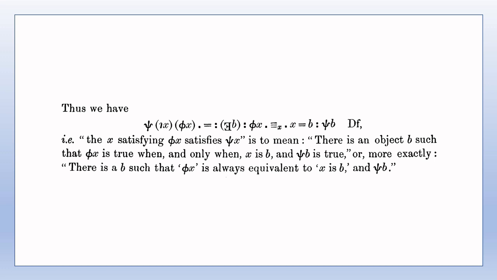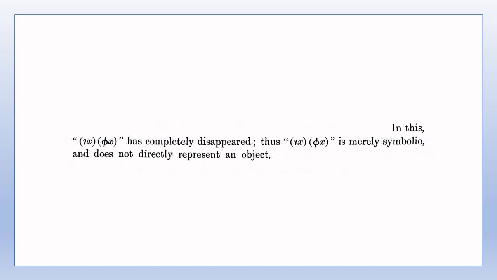In this definition, the symbol "the so-and-so" appears only in the definiendum. It does not appear in the definiens. Thus the descriptive phrase, or at least its use, is defined in terms of proper names. As we see on page 71, in this, "the so-and-so" has completely disappeared. Thus, "the so-and-so" is merely symbolic and does not directly represent an object.